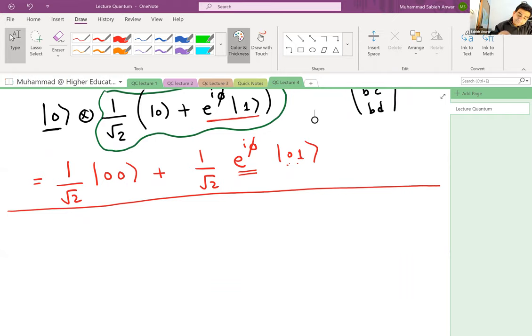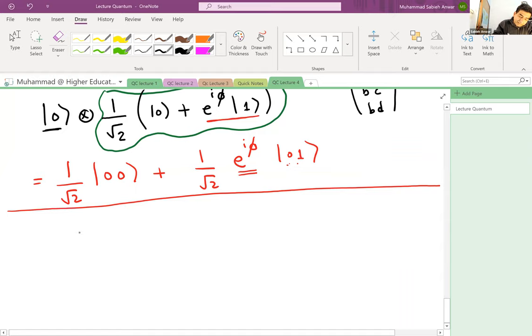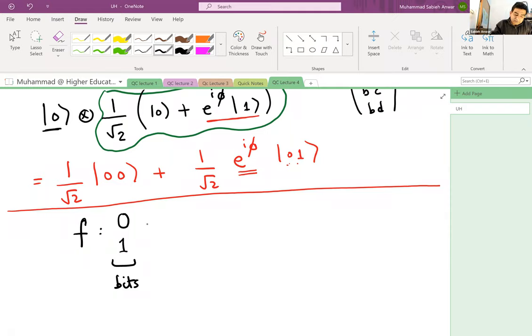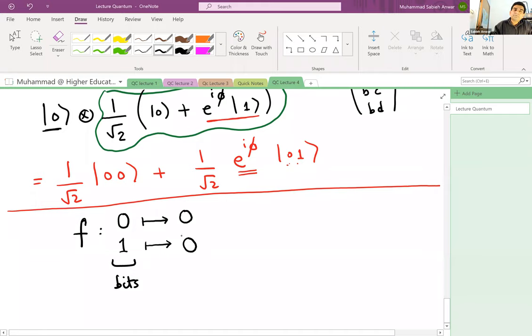Now, suppose I have a function f, okay? And this function acts on a qubit and gives me a certain output. All right, so there are two possible states. Okay, let's talk about bits instead of qubits. Let's talk about numbers, just zeros and ones, Boolean logic, okay? So I can have a function that acts on zero and the output could also be binary, so zero. And it acts on one and the output is still zero. Okay?